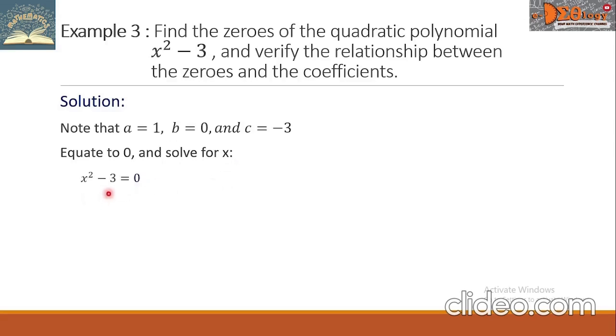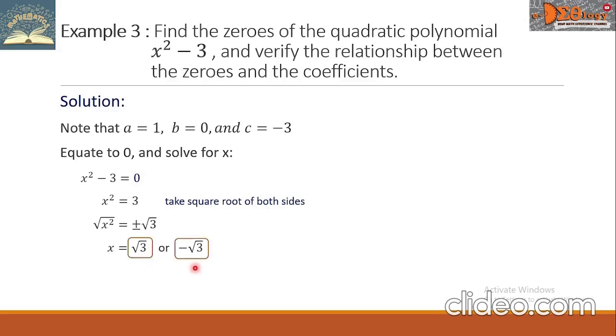When we solve for x, we can transpose this negative 3 to the right. So we have x squared equals 3. And then we take the square root of both sides so that we can cancel the power 2 here. So the square root of x squared equals plus or minus the square root of 3. The left side will be simplified into x, and on the right side, we have the two values of x, the square root of 3 or negative square root of 3. These two values are the zeros of the polynomial.